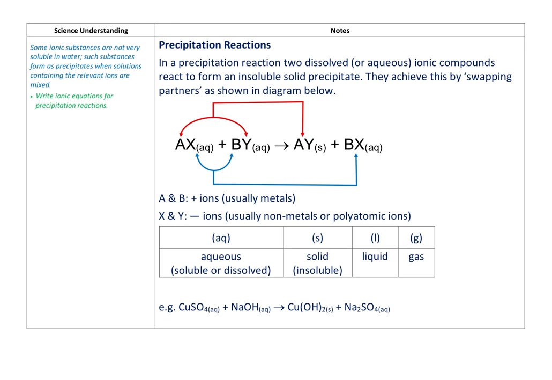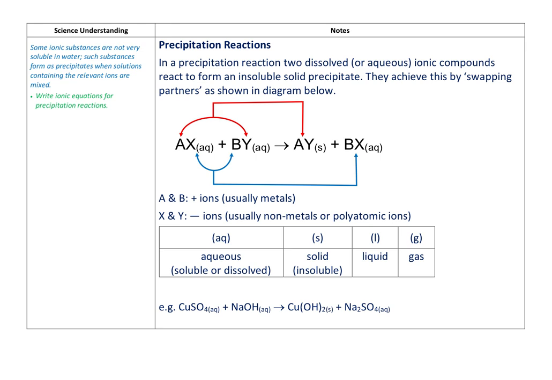So the first is, what is a precipitation reaction? In a precipitation reaction, two dissolved or aqueous ionic compounds react to form an insoluble solid precipitate. They achieve this by swapping partners, as shown in the diagram.